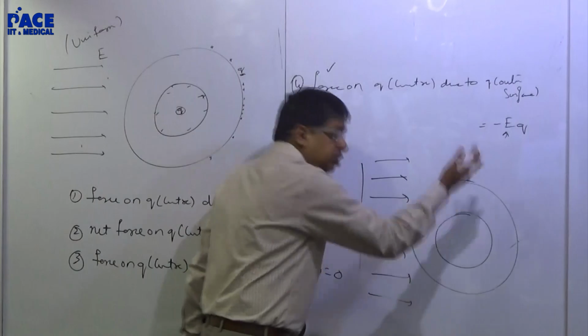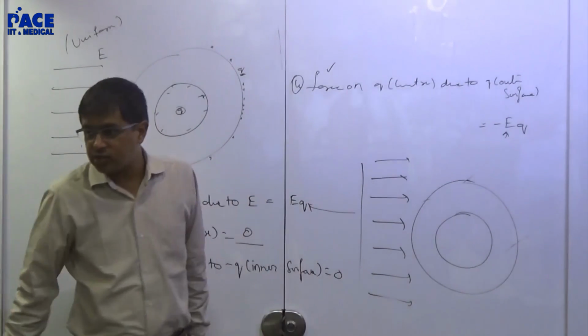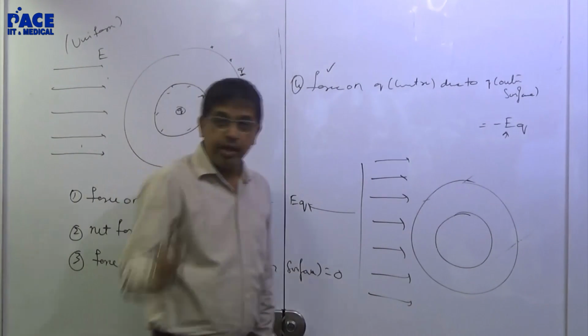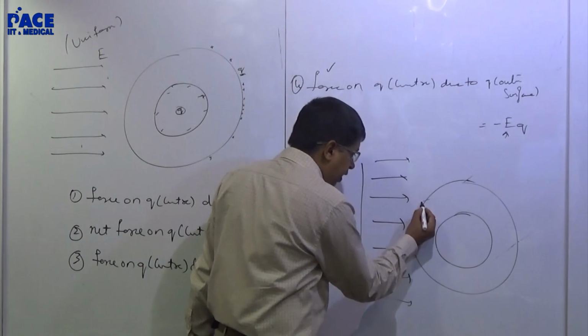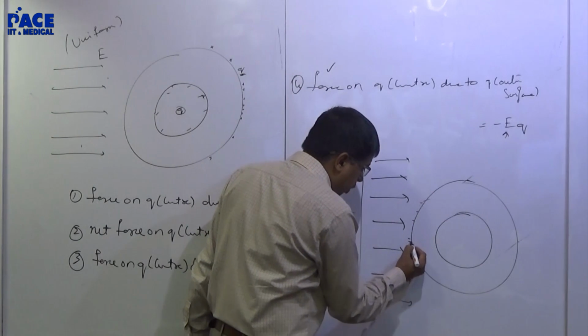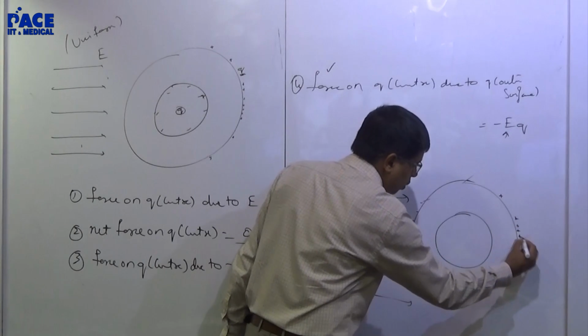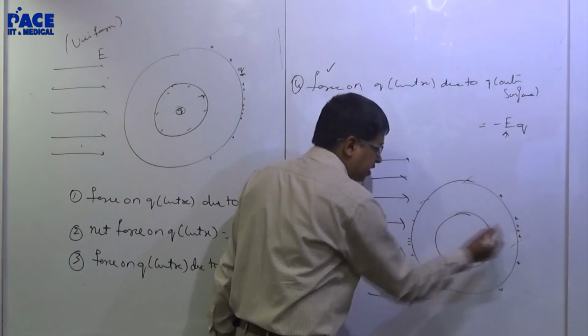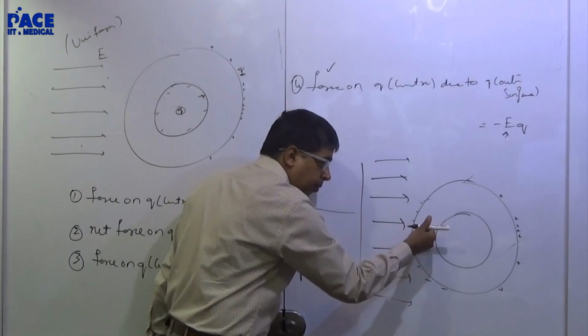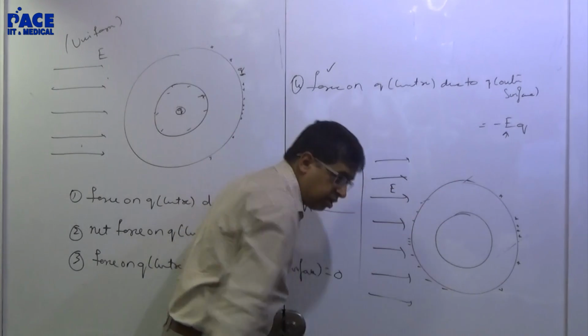Now, if there is no charge on this, how will the field inside become zero? This metal, negative charge will be pulled on this side and positive charge will be pushed on this side, such that they produce a field in the opposite direction and cancel out the external field.